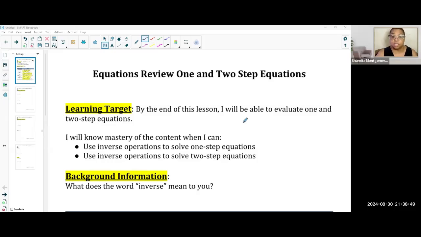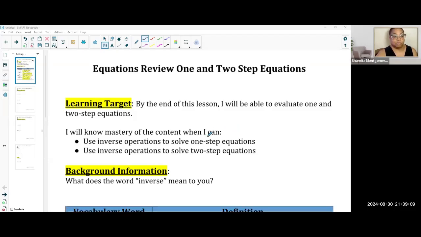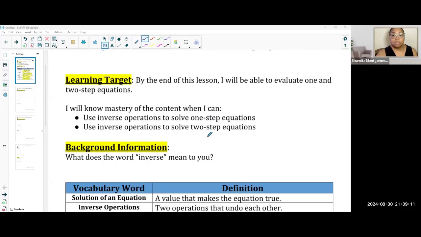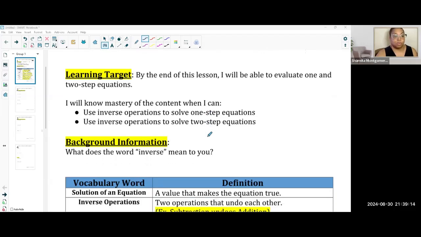If you haven't already done so, go to your first tab in your binder and you should see the notes already in your binder. We're going to fill them in as we go. If you have questions about anything in the notes, please ask me when we're in class. But please take notes and follow along.